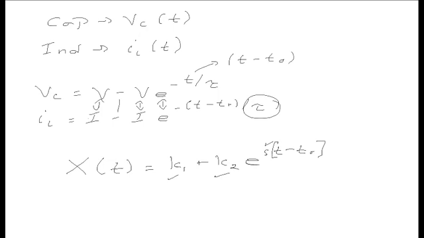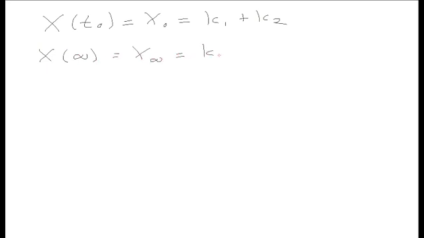In order to do those three things, we make certain notes. X at t0 is X0, which is K1 plus K2. X at infinity, which typically is called X infinity, is just going to be K1. From these two expressions, we can always solve for K1 and K2. Sometimes they're not going to be equal, sometimes they are. We then plug into our initial equation and solve for s.